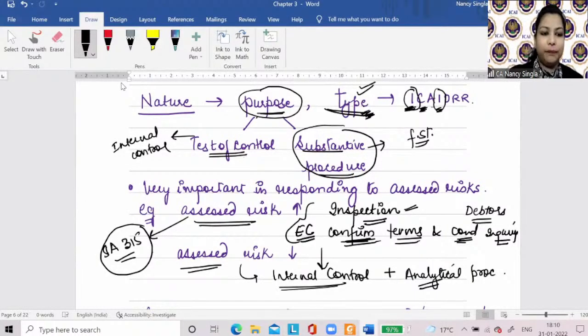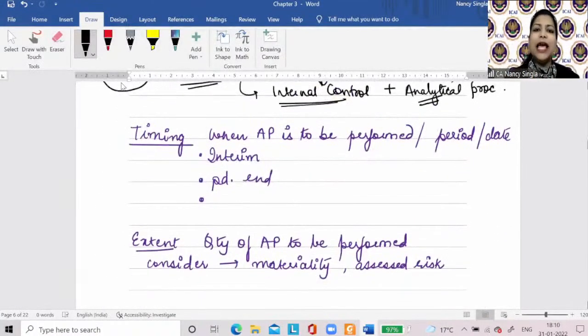Now, timing is going to be very simple for you. See, at what time the audit procedure is going to be performed with respect to a particular item of financial statement. Is it to be performed on a particular date or for a length of time, right? So it can be on an interim date, mid of the year, or it can be at period end, right? Depending upon what item of financial statement the auditor is going to check, and based on his assessment of risk, if the risk of material misstatement is high, the auditor may intend to check the transactions throughout the period, right?